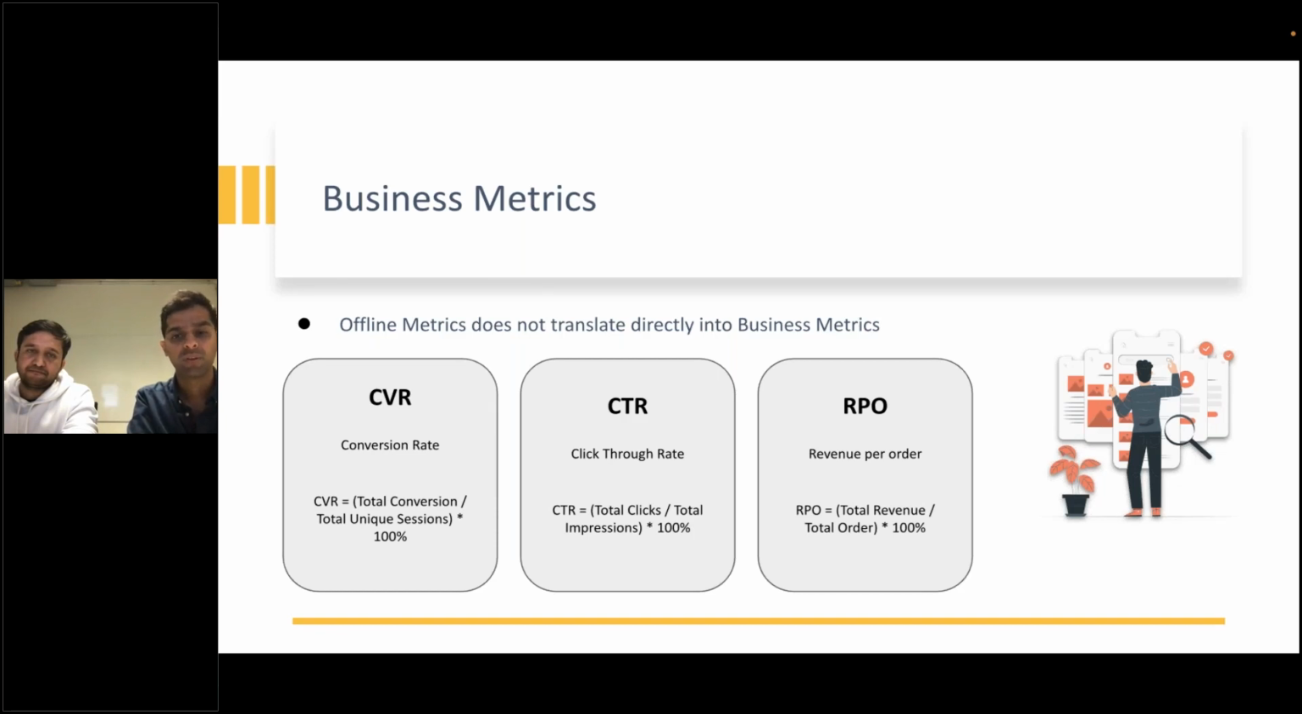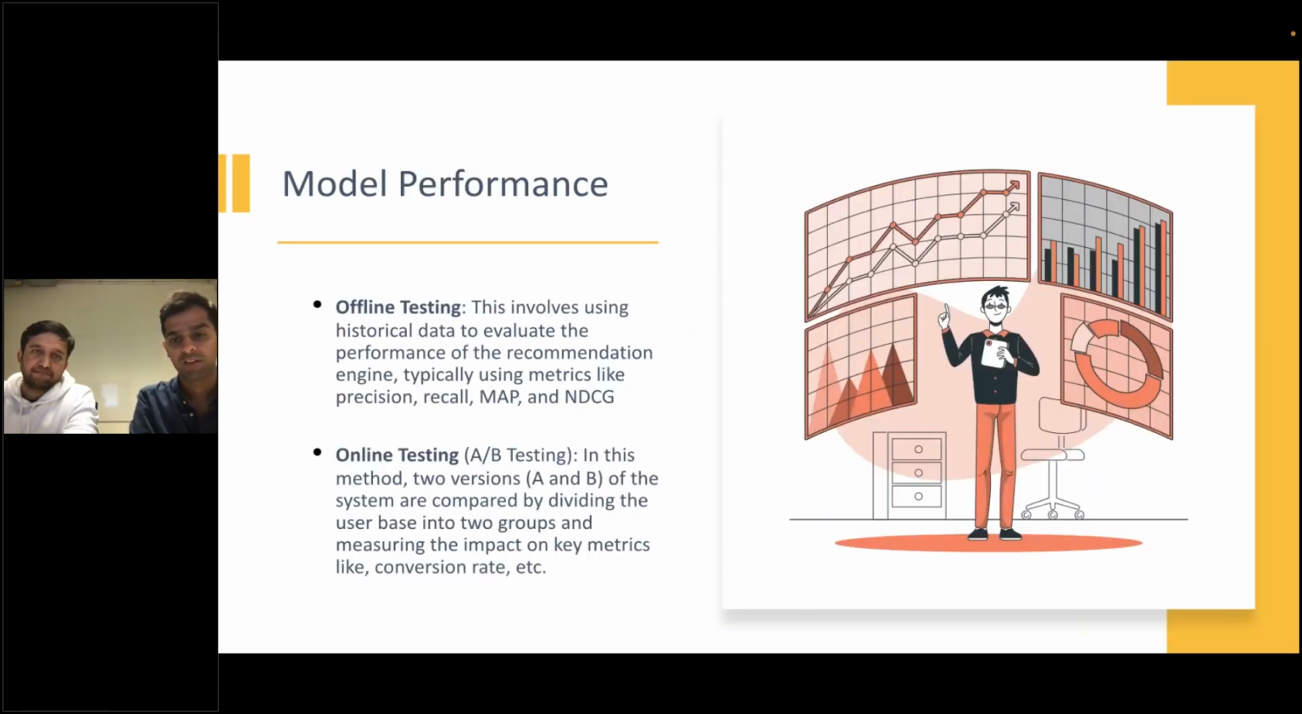So organizations which are heading towards understanding profitability or value of a customer also take into account metrics such as revenue per order. And when we are building an overall pipeline to understand how good or bad our systems are, we typically try and create a correspondence between these business metrics and the offline evaluation metrics I just presented in the previous slide. Okay, now once we have our metrics in place, both business and model evaluation metrics, the next obvious step is how do you go ahead and evaluate the performance.